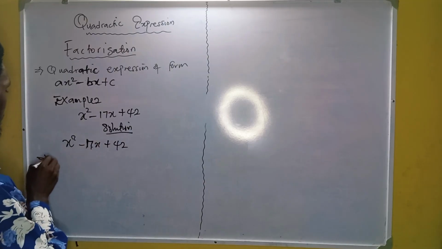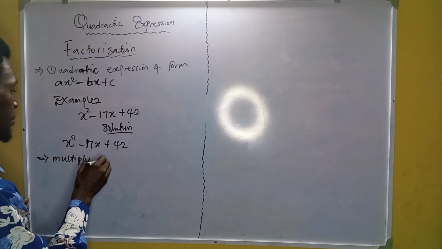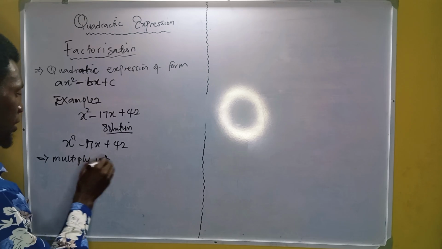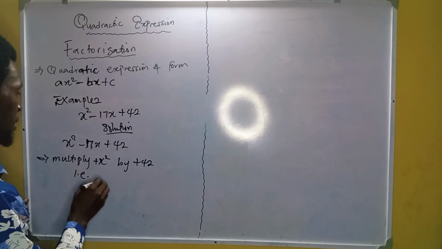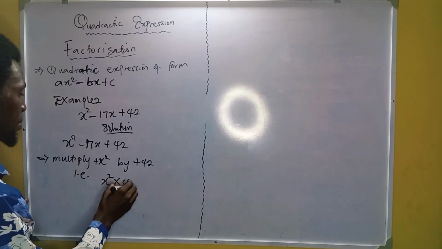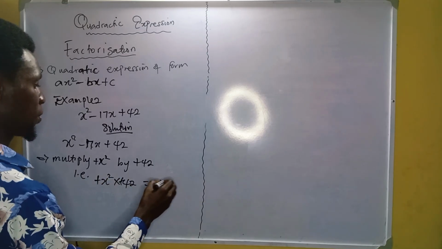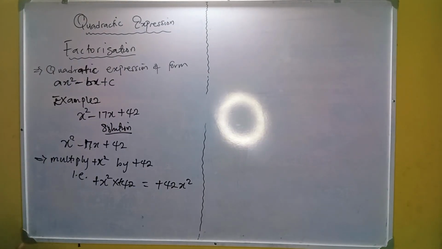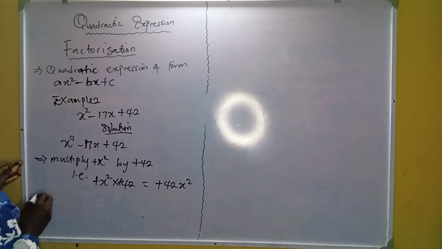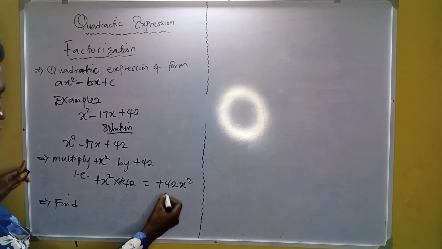So the first step is multiply the first term, it is positive, right, by the last term. So what do you get? It's positive, so you have plus 42x squared. Right? What is the next thing? The next thing is, you have gotten this.